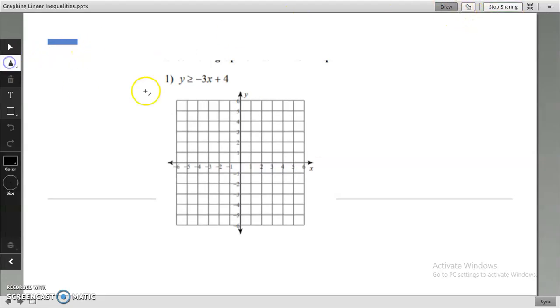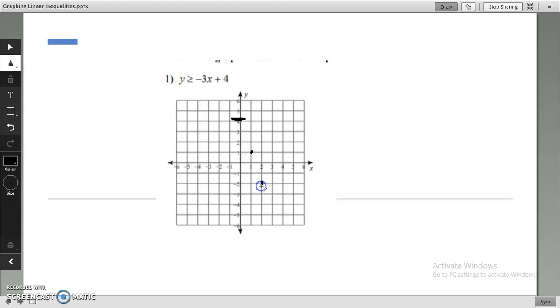The first thing that I'm going to do is put my y-intercept, which is at 4. This is already in slope-intercept form, and my slope is -3 over 1. So that's going to go down 1, 2, 3 over 1, and do it one more time, 1, 2, 3 over 1.